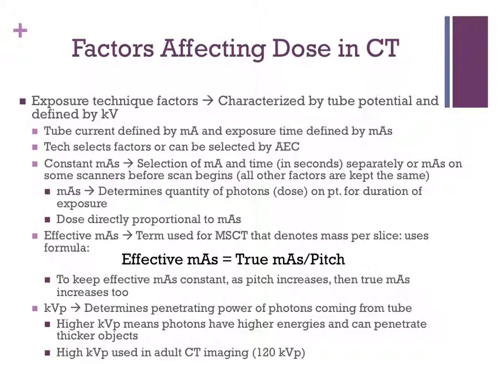Peak kilovoltage determines the penetrating power of the photons coming from the X-ray tube. The higher kVp means the photons have higher energies and can then penetrate thicker objects compared with lower kVp X-ray beams. High kVp techniques are used in adult CT imaging. It's usually around 120 kVp, and the radiation dose is proportional to the square of the kVp.